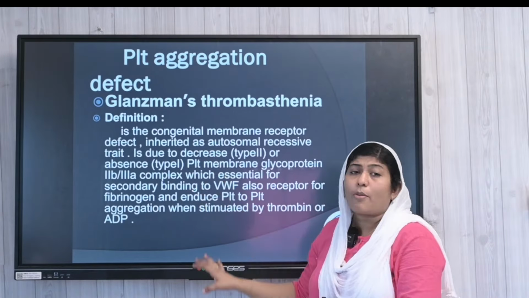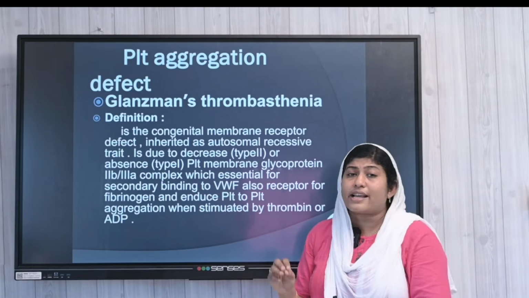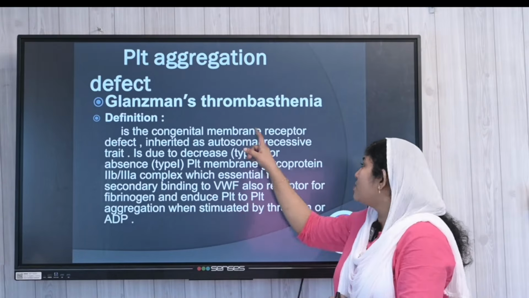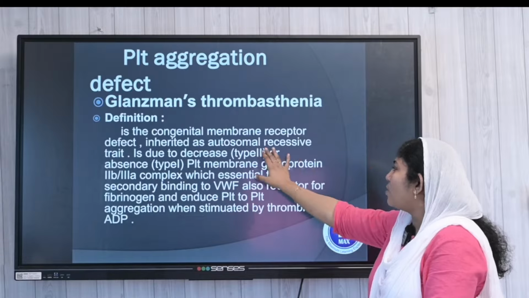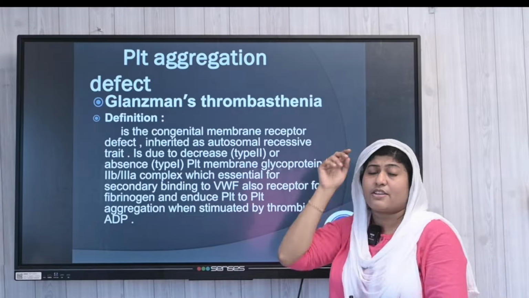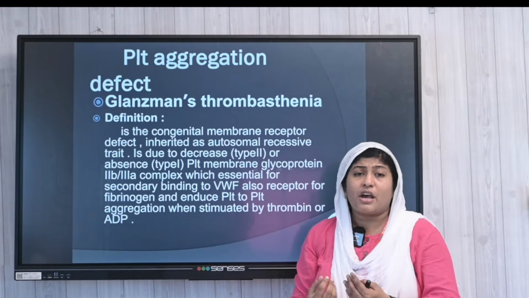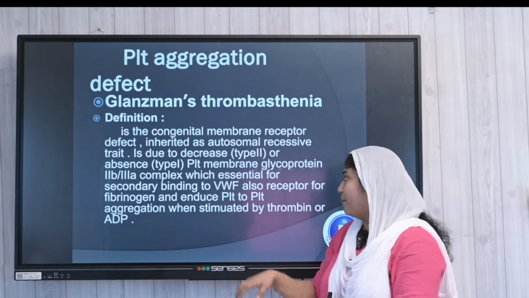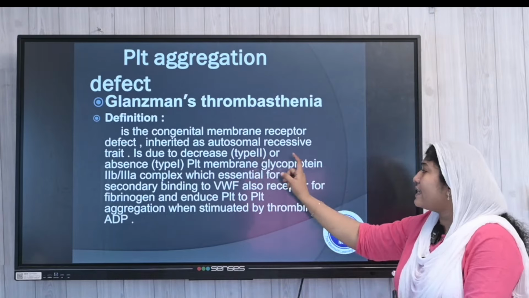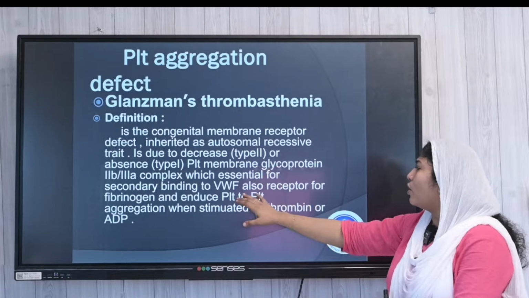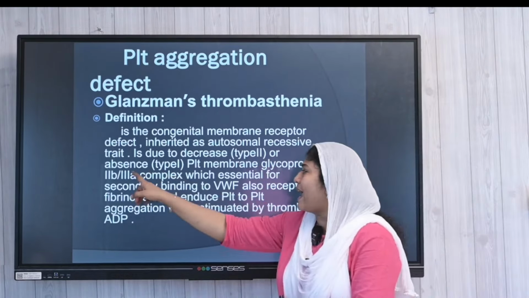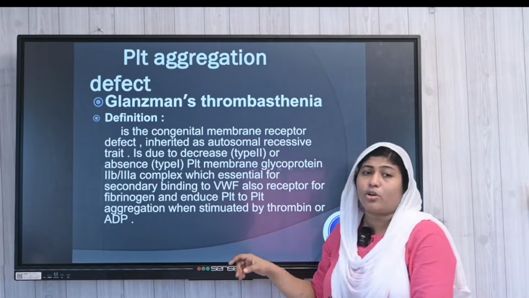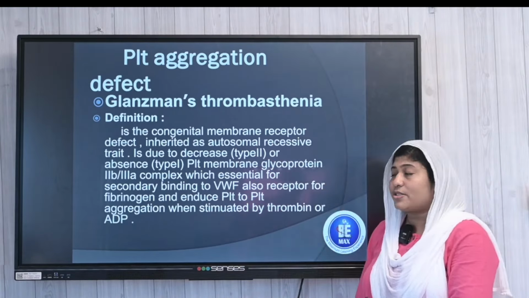So any problem will result in defective aggregation or an adhesion problem. Glanzmann thrombasthenia is a congenital membrane defect. That is also an autosomal recessive trait. That means if both parents have the problem, we face a severe bleeding condition. Here there is a defect in type 2 or type 3 complex formation. The 2B and 3A complex is very important for the Glanzmann thrombasthenia condition.